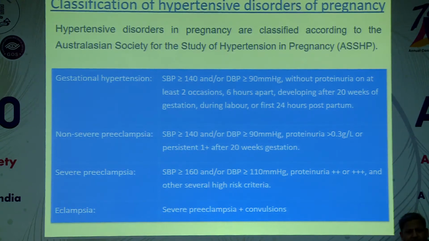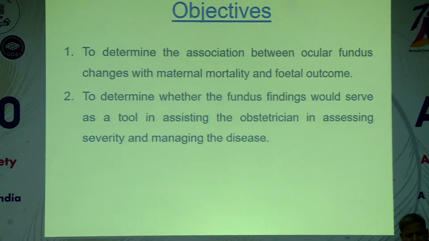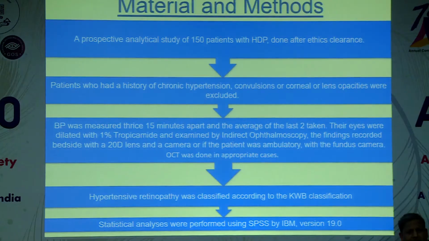The hypertensive disorders of pregnancy are classified according to the Australasian Society for the Study of Hypertension in Pregnancy into gestational hypertension, non-severe preeclampsia, severe preeclampsia, and eclampsia. And hypertensive retinopathy is graded according to the Keith-Wagner-Barker classification into grades 1, 2, 3, and 4 of hypertensive retinopathy. The objectives of my study are to determine the association between ocular fundus changes with maternal mortality and fetal outcome, and also to determine whether the fundus findings would serve as a tool in assisting the obstetrician in assessing severity and managing the disease.